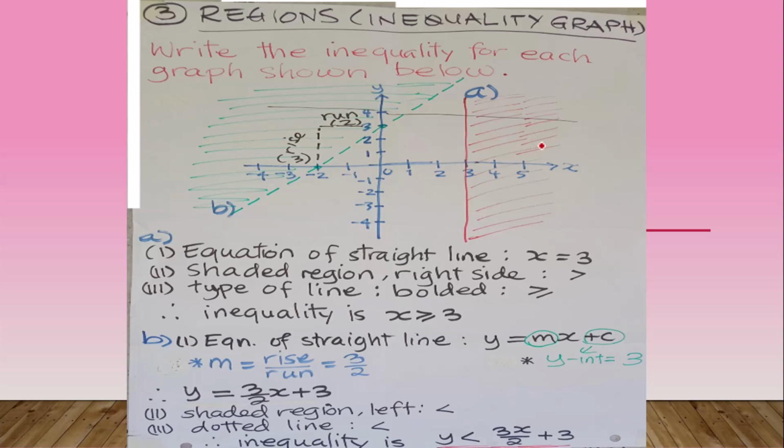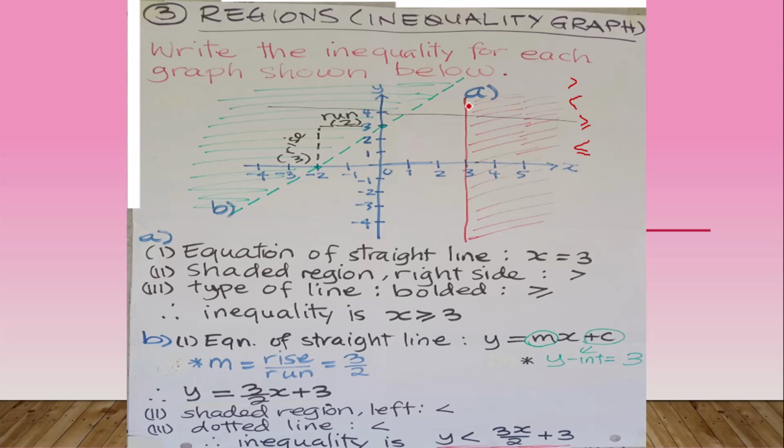inequalities, they deal with these symbols: greater than, less than, greater than or equal to, less than or equal to, and their solutions are not just one single number. It is a range of numbers, and so they are signified by the shaded region on one side of the straight line graph. So here's how we're going to come up with the equation if the graphs are given.